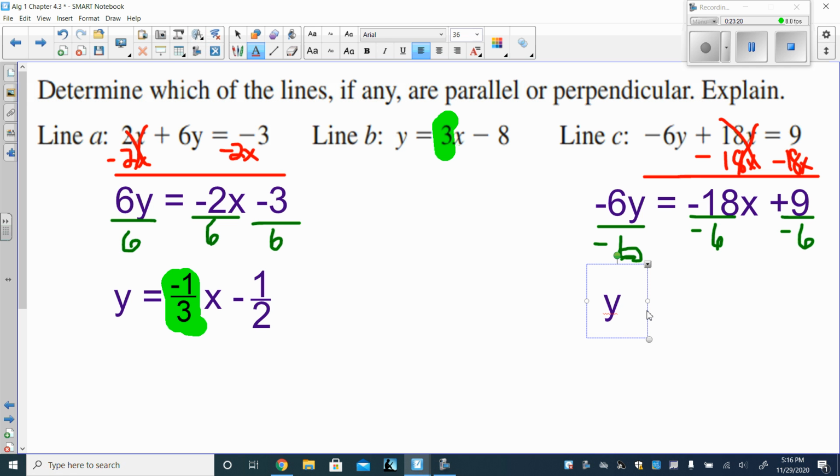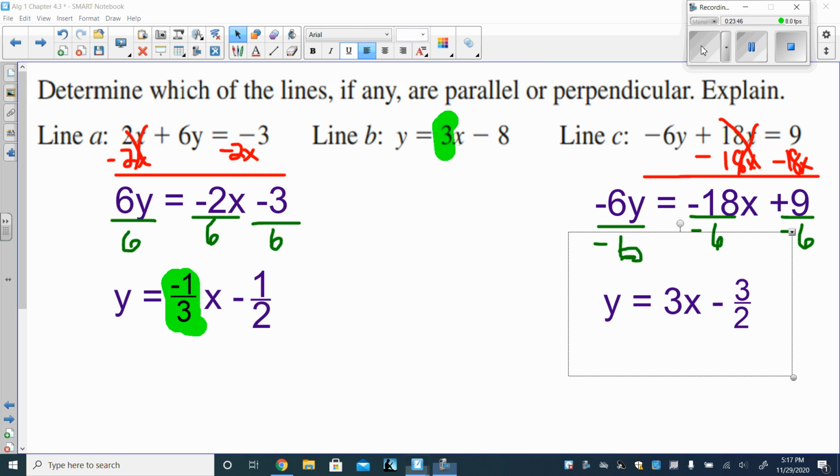left with y is equal to, well, negative 18 divided by negative 6, the negative and negative would make it positive. 18 divided by 6 would be 3. So we'd have 3x. Now, 9 divided by negative 6, a positive and a negative would make it negative, so we'd have minus. And 9 divided by 6 will reduce to 3/2. So when we get line C in slope-intercept form, we get y equals 3x minus 3/2.